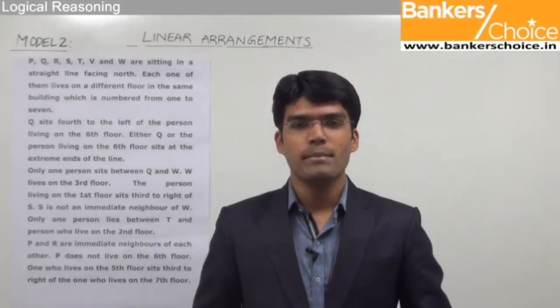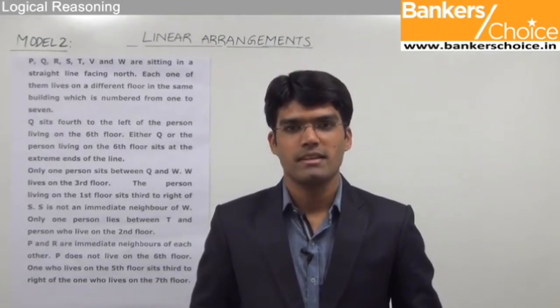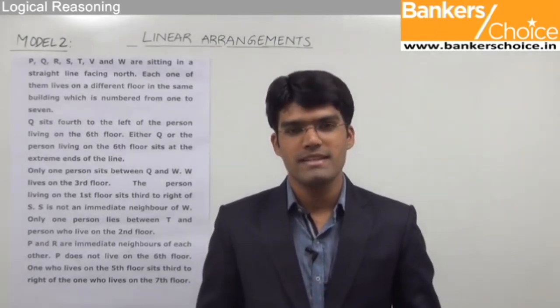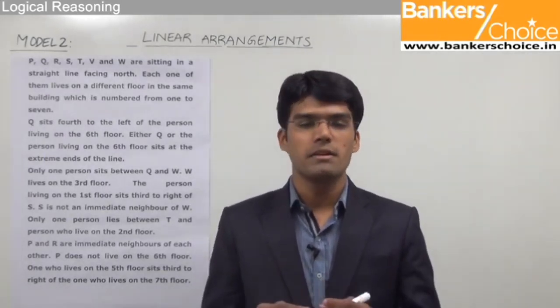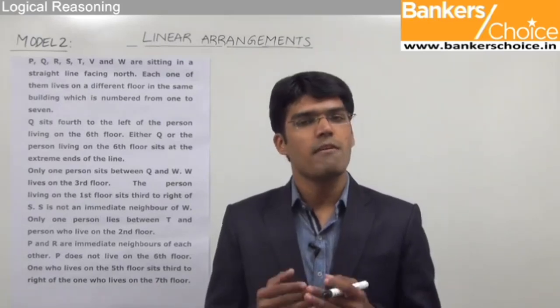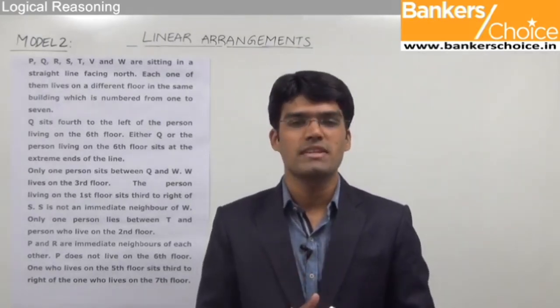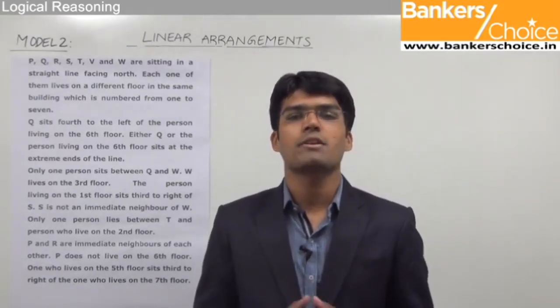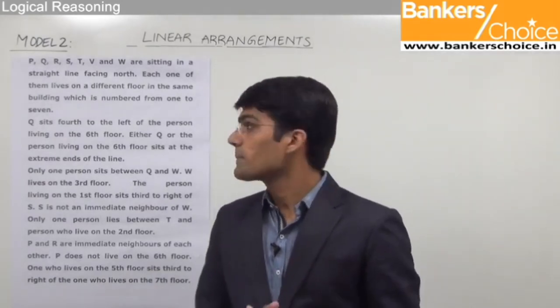Let us now take an example based on complex linear arrangement. In case of complex linear arrangements, we not only have to arrange the given persons in a row, but also we have to assign one particular thing associated with each one of them in the correct order. Let us look at the question given.